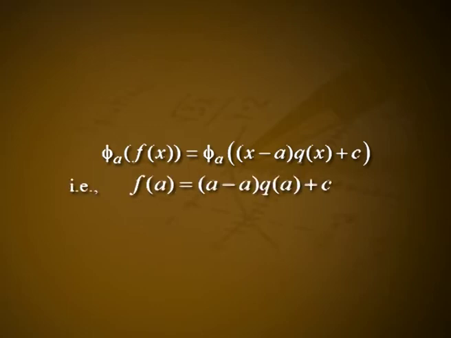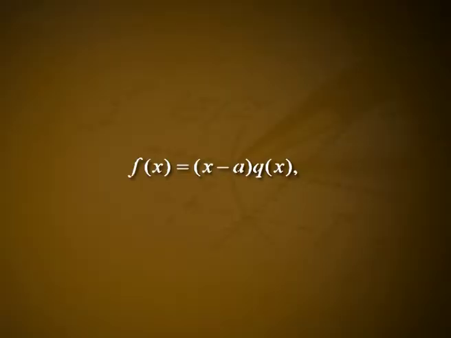Then we must have r(x) = c for c belongs to F. So, f(x) = (x − a)q(x) + c. Applying the evaluation homomorphism φ_a from F[x] to F, we obtain φ_a(f(x)) = φ_a((x − a)q(x) + c), that is, f(a) = (a − a)q(a) + c. Since f(a) = 0, the above gives 0 = c, that is c = 0. Then f(x) = (x − a)q(x). So, x − a is a factor of f(x).